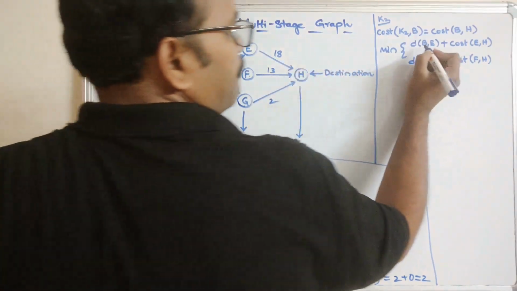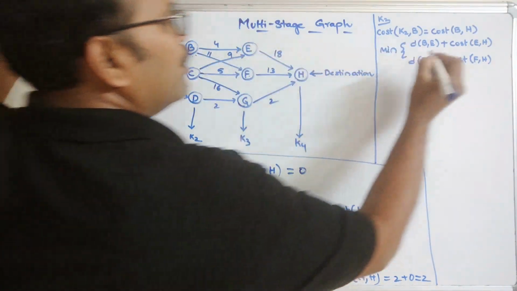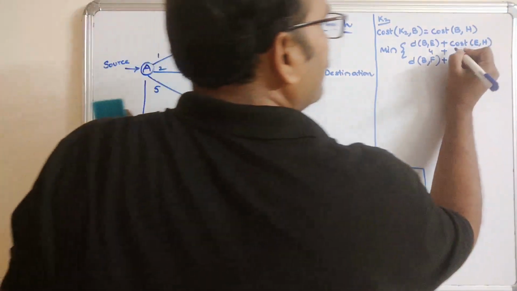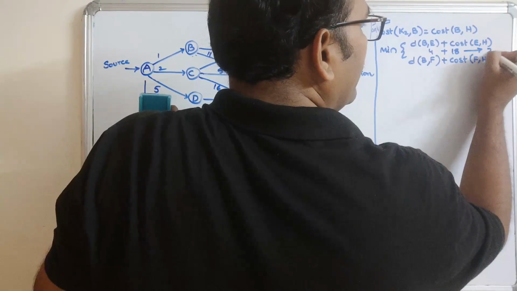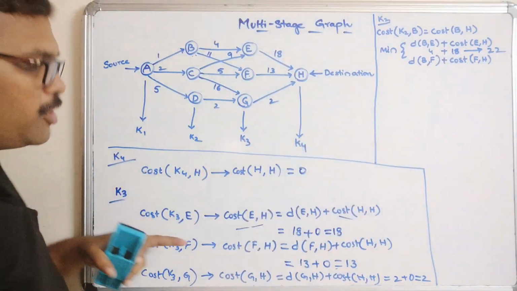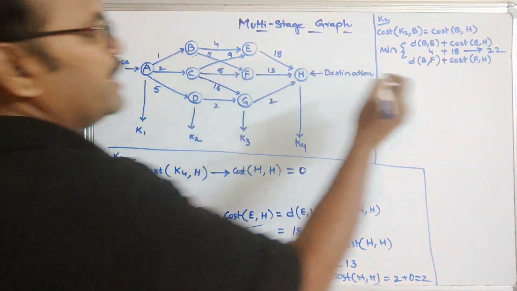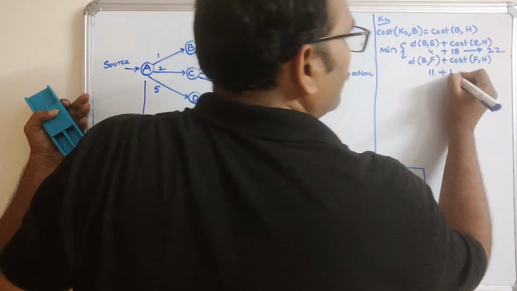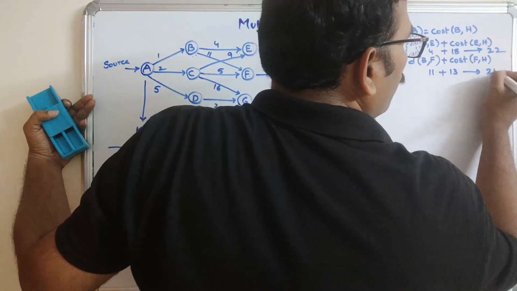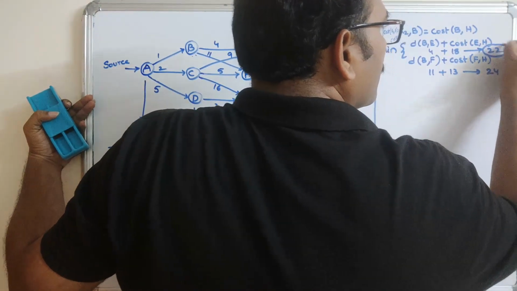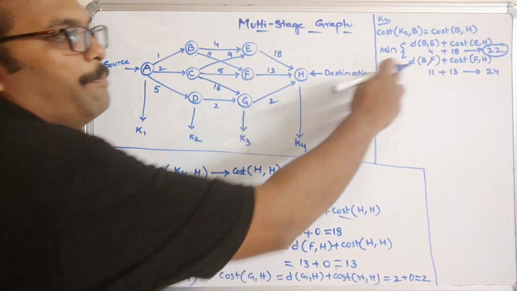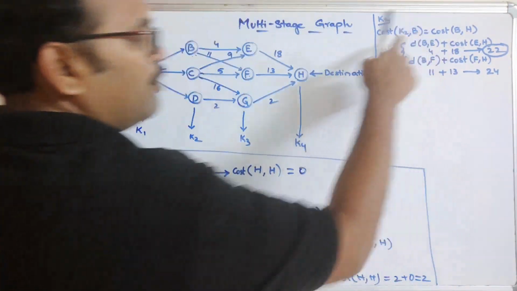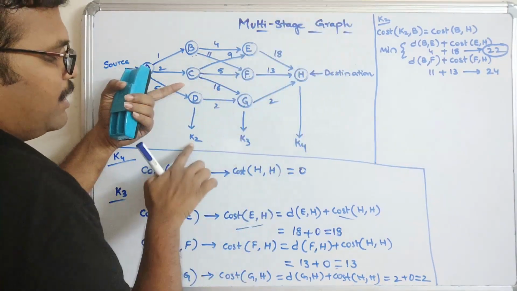Now calculate DBE. DBE means 4 plus cost of EH, we have found 18, which gives 22. And next possibility BF, B to F, it is 11 plus cost of F comma H, which is 13, so which is 24. So we need to consider the lowest, the minimum. Next, there is one more vertex in stage 2.